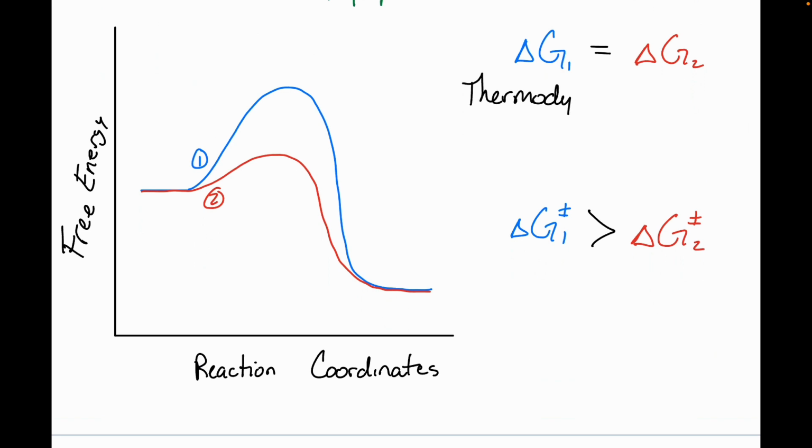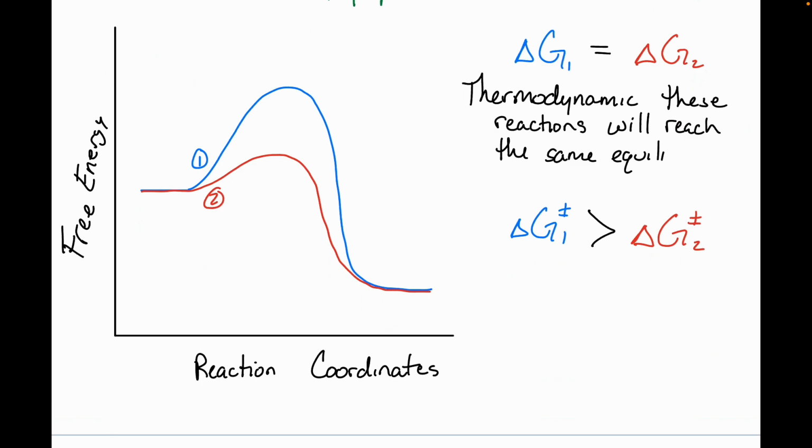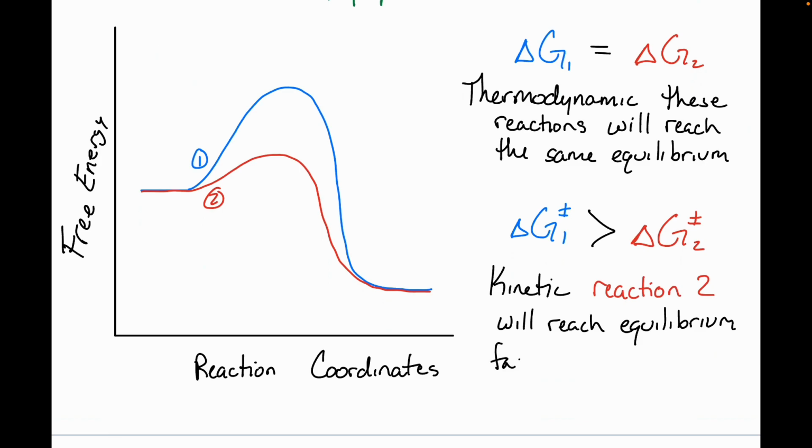So from a thermodynamic standpoint, looking just at the delta G's, these reactions will reach the same equilibrium, because again, that equilibrium constant is proportional to delta G. Delta G is the same for both of these. The difference is that the red reaction will reach equilibrium much faster. The rate of that red reaction is much faster than the rate of the blue reaction. So from a kinetic standpoint, reaction 2 will reach equilibrium faster than reaction 1.